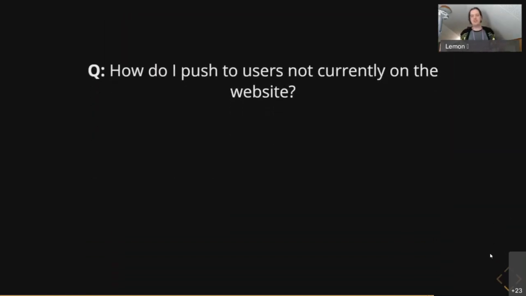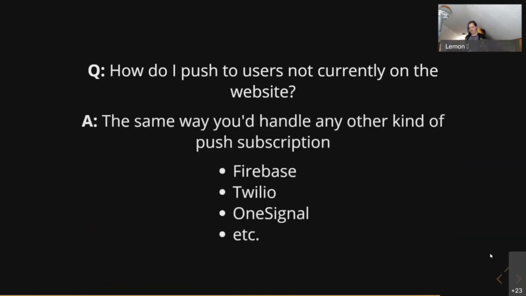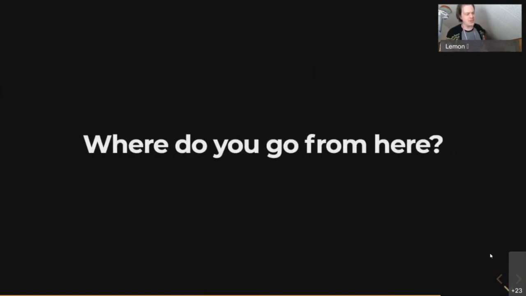So how do I push to users not currently on the website? Like the same way you do any of the other kind of push notification. You get your Firebase, Twilio, you got your OneSignal. I'm assuming there's got to be hundreds of companies at this point that do that. Use one of those because it's going to be exactly the same process. You've got one unique ID, and then you're going to push to 10,000 unique IDs, the same exact thing. So where do you go from here?